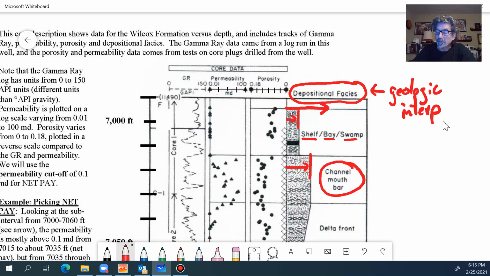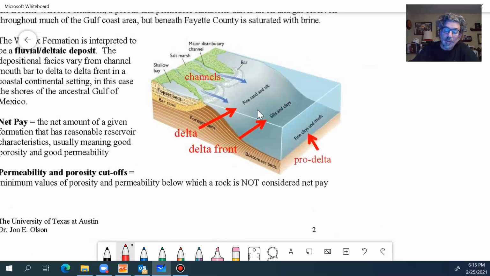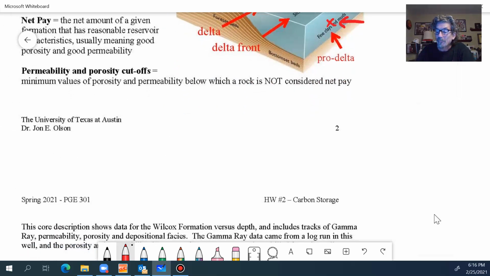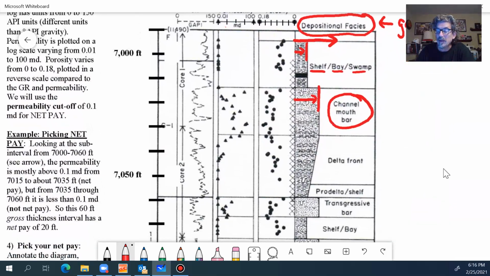channel mouth bar. And so if we go back here, channel mouth bar is this guy right there. Bay swamp, well, the bay would be out here in the deep water, a swamp would be over here, but both of them are low energy, which would be fine grain. Okay? And so that's the geologic interpretation of where the sediment is being deposited.